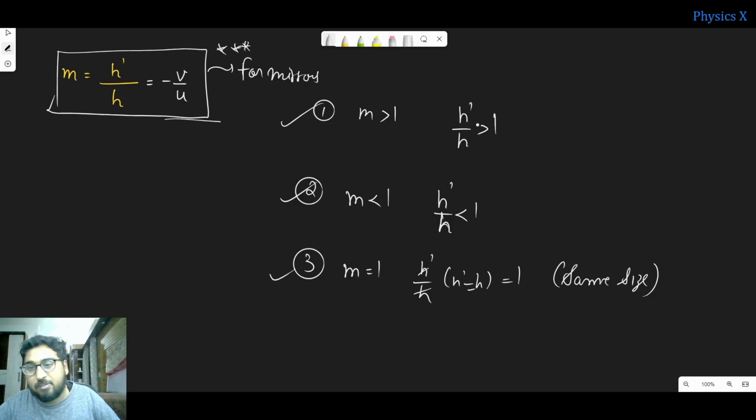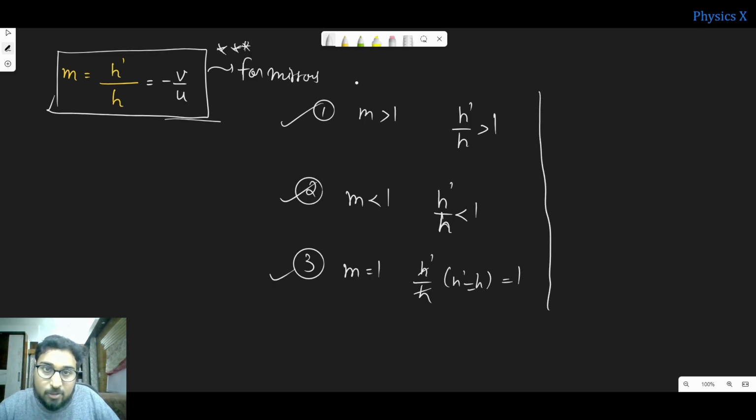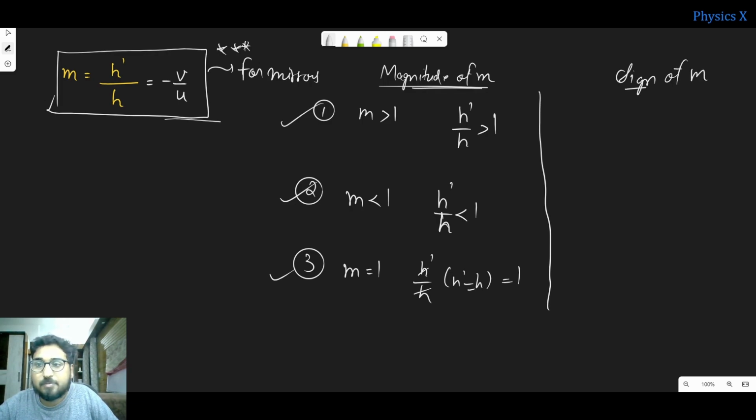This is regarding the sign of magnification. Can you comment something on the nature of this sign as well? Can you say something about the sign? So this was with the magnitude of m. Now I will see the sign of m. What is the sign of m?